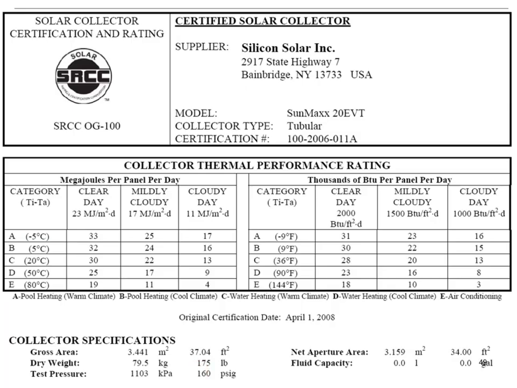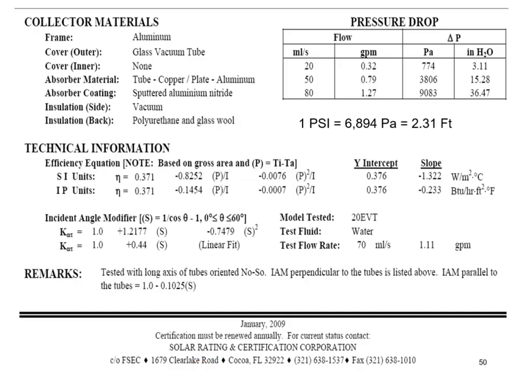Here we see the upper portion of one of these sheets. It gives us the supplier and address, the model number, the collector type, and the certification number. The table gives us approximate solar collection for different weather conditions. The collector specifications of gross area, the weight, the pressure, the aperture area, and the fluid capacity are also given. This slide gives information about the frame materials used in the collector, absorber coatings, and so forth.